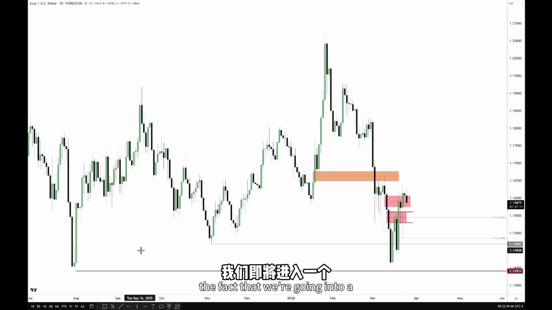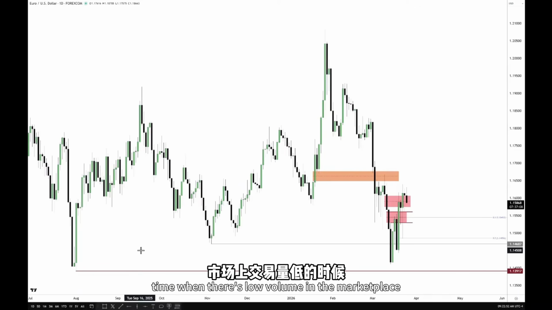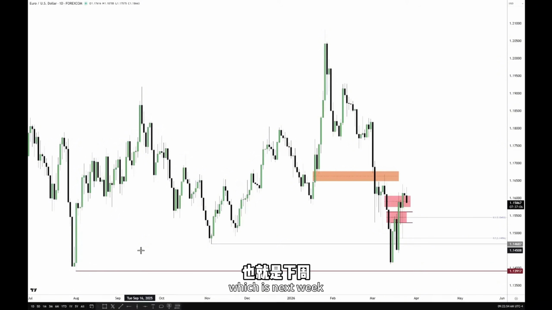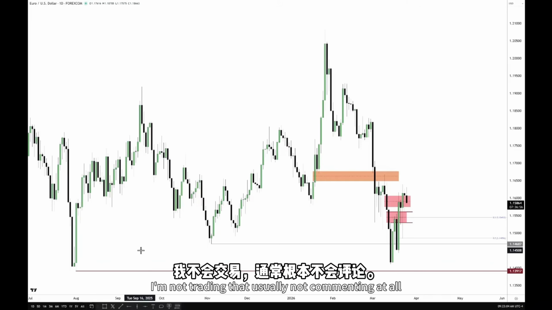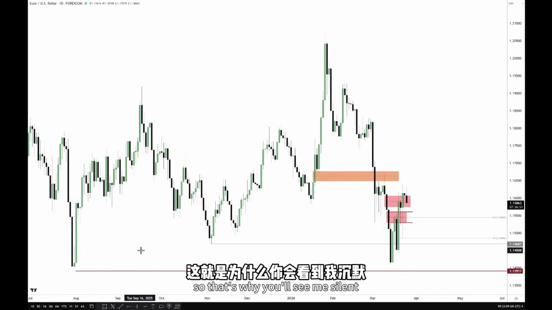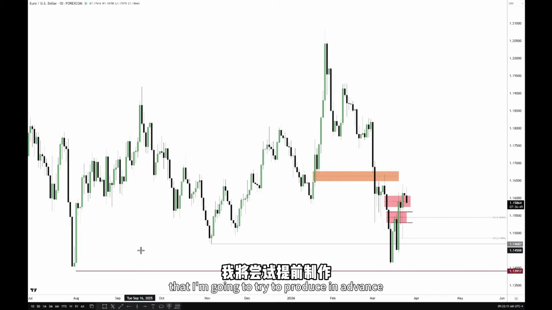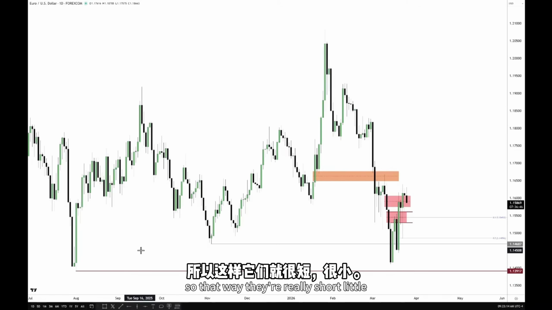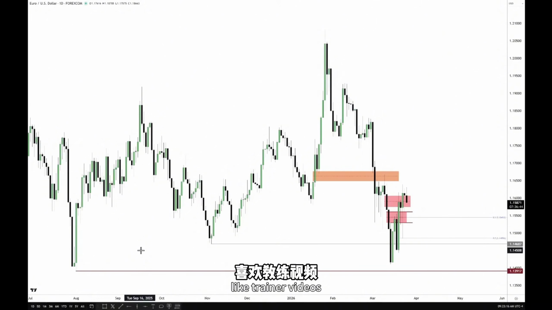The fact that we're going into a time when there's low volume in the marketplace, which is next week, this Passion Week. This Sunday is Palm Sunday, so usually the following few days, I'm not engaging price action. I'm not trading that usually, not commenting at all. So that's why you'll see me silent. But I do have a couple things that I'm going to try to produce in advance, so they're really short little trainer videos. That way you'll have something as a gift from me while I'm gone.